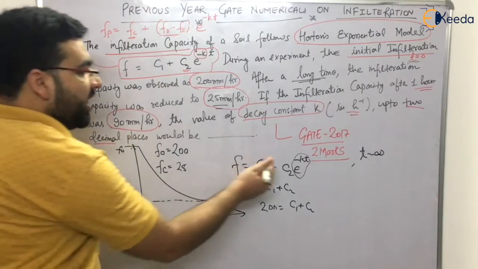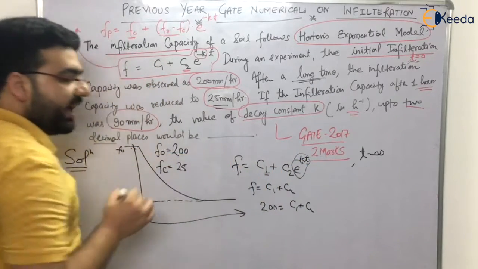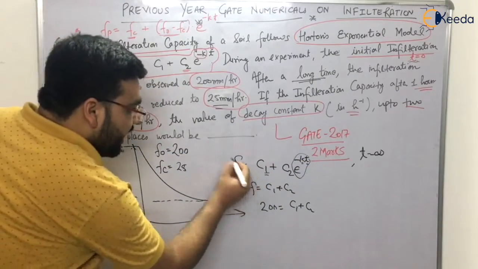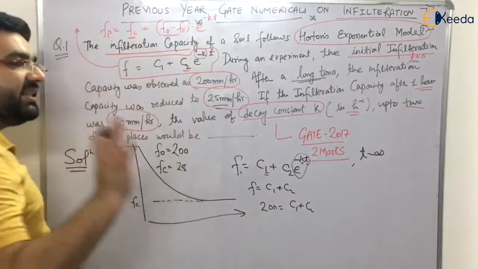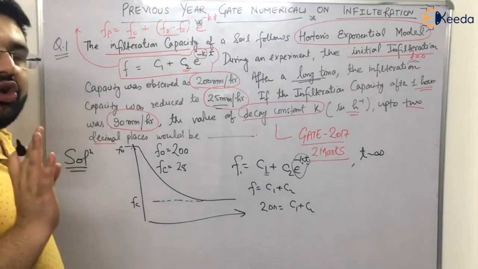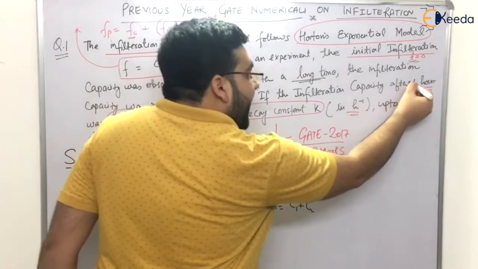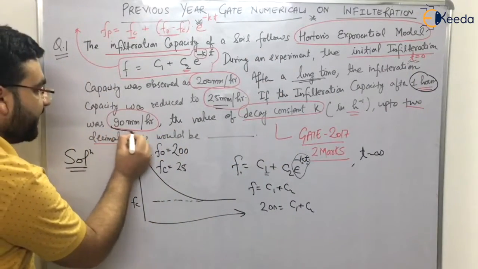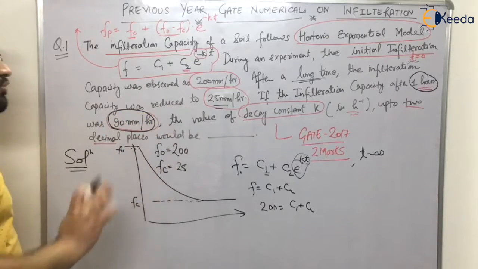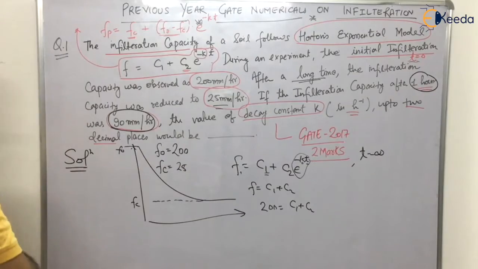Now to determine this value K, I need t and I need fp. In the next statement, it has given us the value of t also and fp also. It is saying that the infiltration capacity at this time, which is given, and this fp is given. How much is fp? 90 millimeters per hour. So this question becomes a cakewalk. So let me rub this and solve this numerical.